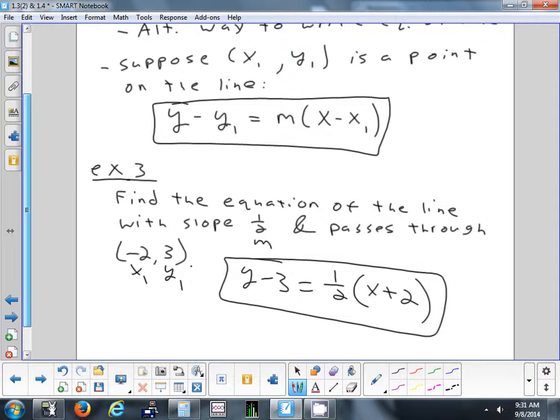And if this problem doesn't specify the form they want the equation in, that's fine. If they said they wanted y equals mx plus b, well, now you could do your distributive property. 1/2 x plus 1, and then add 3 to both sides. So you could just do a little bit of algebra to change that to y equals mx plus b.